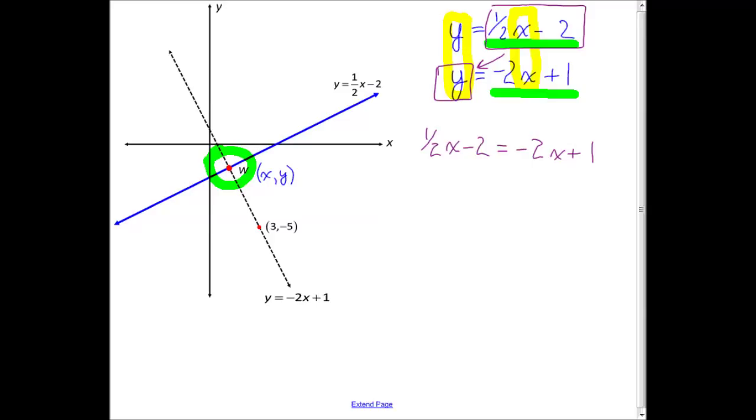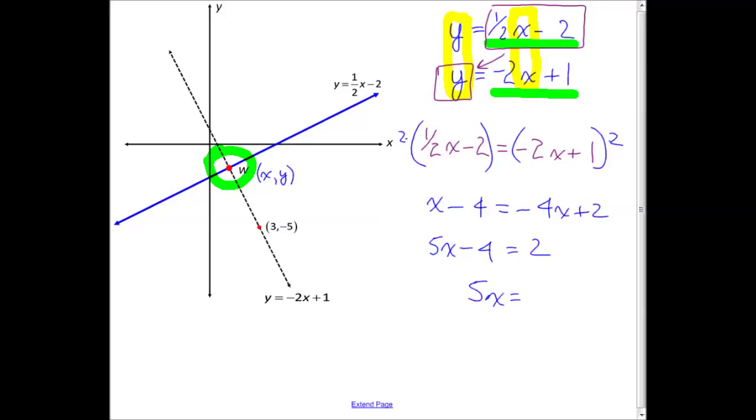I'm going to start by clearing the fraction that's in here, and I do that by multiplying both sides by 2, a technique that you hopefully learned in Algebra 1. So 2 times 1/2, that gives me x minus 4 equals minus 4x plus 2. Now I start to combine, add 4x to both sides. Add 4 to both sides, solving for x by dividing by 5, I get 6/5.